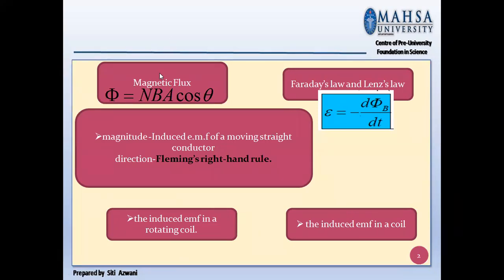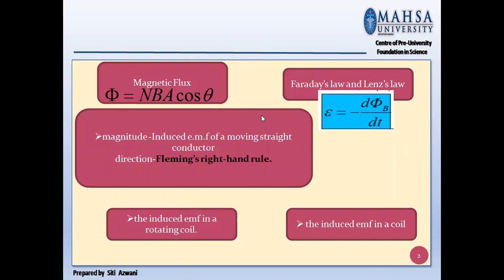Here you have magnetic flux. Remember how to calculate the magnetic flux. You have this formula: flux equals NBA cos angle. Next you have Faraday's law and Lenz's law. When talking about Faraday's law, you have a formula: the rate of change of the magnetic flux is equal to the induced EMF.